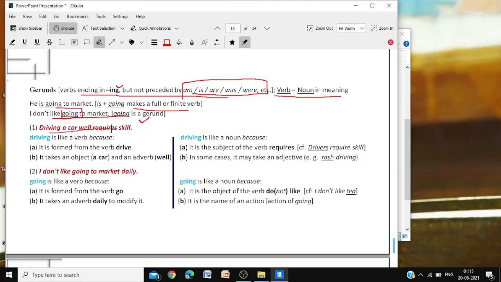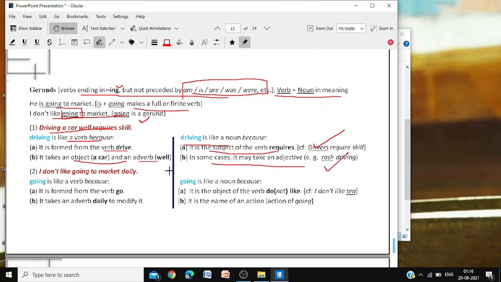Driving a car requires skill. Driving a car well requires skill. Driving is a verb because it is formed from the verb to drive. It takes an object. Driving what? Driving a car. And an adverb, well. Driving how? Driving well. Driving is like a noun because it is a subject. Subject of the verb requires. Driving requires. Just as we can say drivers require. In some cases, it may take an adjective, like rash driving.